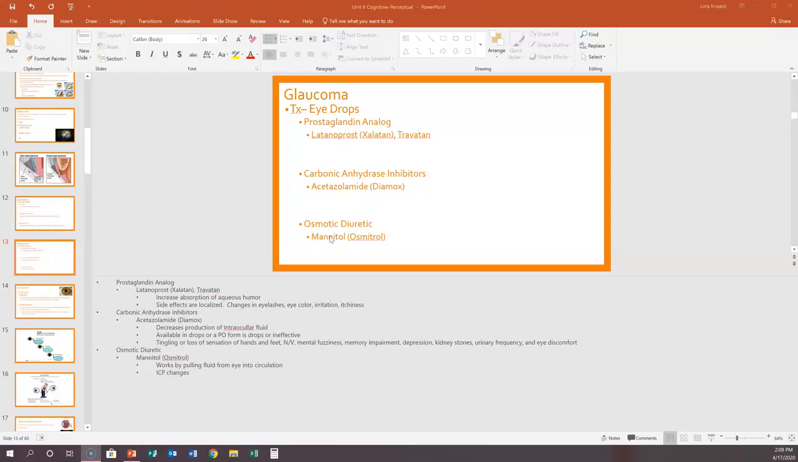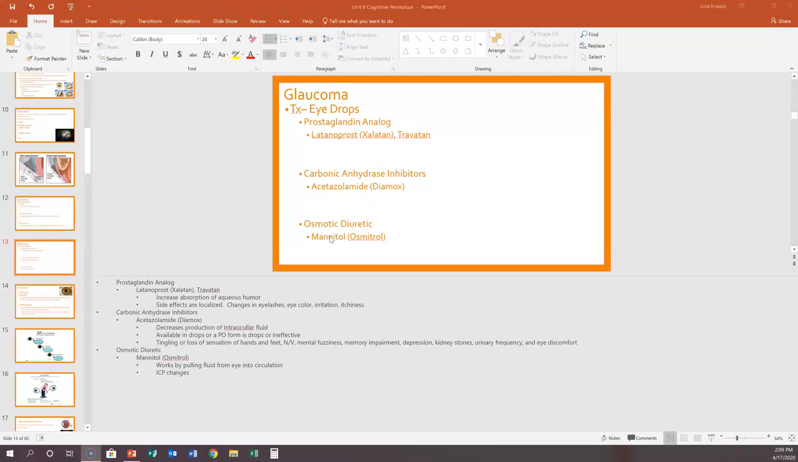The side effects with this one are generally localized. I've given lots and lots of these drops, and that's because usually if it's going to affect anything, it's just going to affect the eyes. So changes in eyelashes, eye color, localized irritation and itchiness may be side effects, so you don't have those systemic side effects like the other ones.